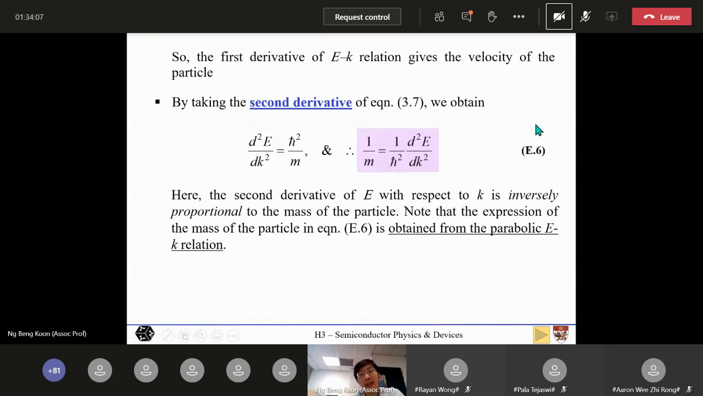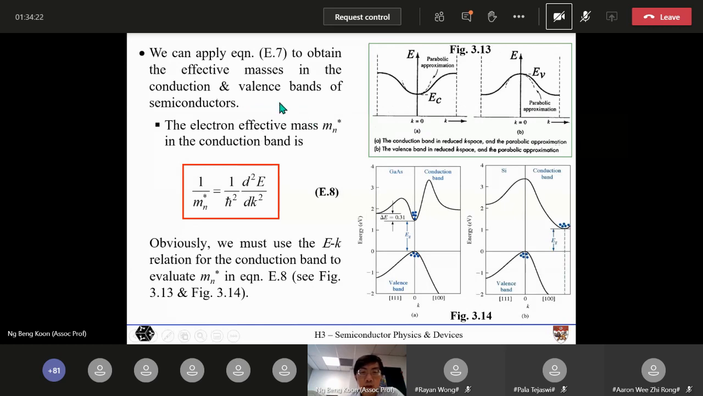So in other words, if you have the EK diagram, you take the second derivative and take the reciprocal of that, multiply by h bar squared, and you get the mass quantity of the electron in a crystal. In the case of an electron in a semiconductor, remember we say that the EK diagram is approximately parabolic at the conduction band edge and the valence band edge. So if it's parabolic, we can use that derivative definition we mentioned earlier, because we derived it based on the assumption that the EK relation is parabolic.